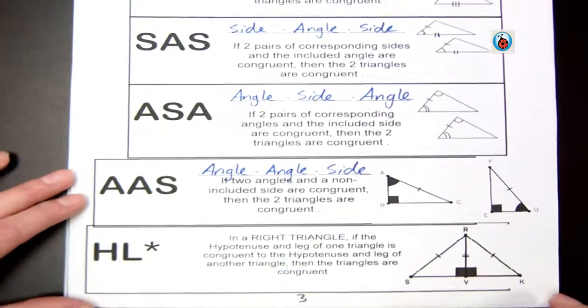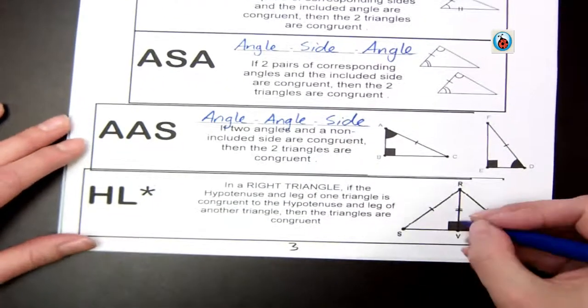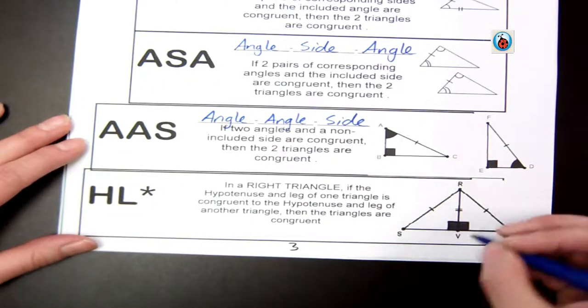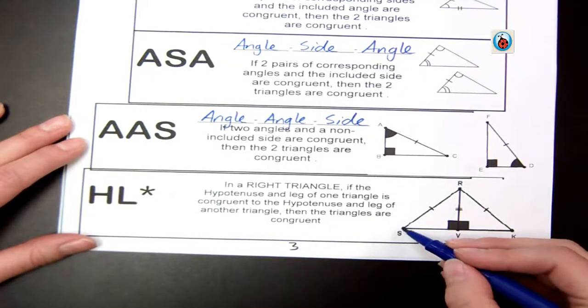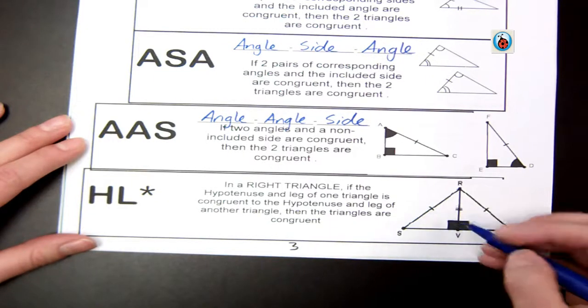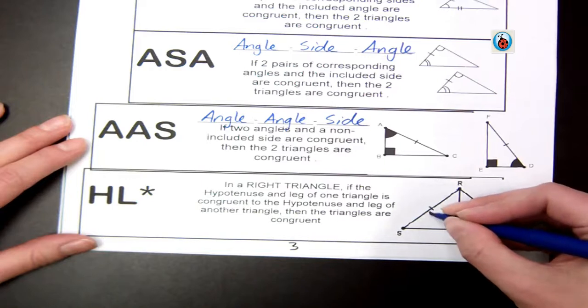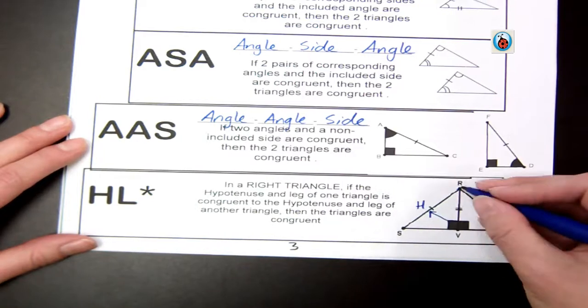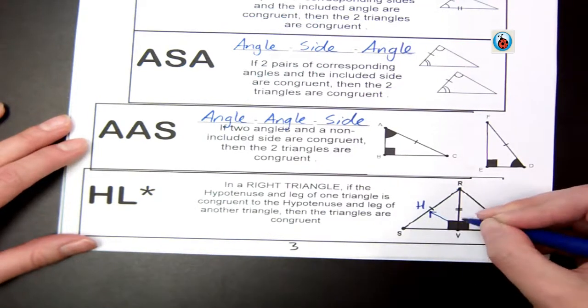And then our last option, if none of the others work and it is a right triangle, we check for hypotenuse leg. So hypotenuse is always the longest side directly across from the right angle. And so that would be our hypotenuse. A leg is either of the sides that touches the right angle.